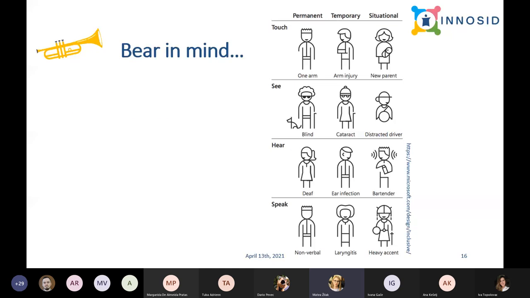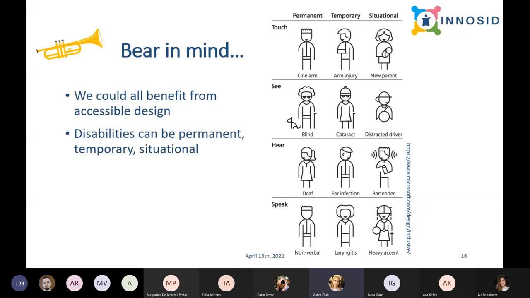But what you need to bear in mind is that we could all benefit from accessible design, because disabilities are not just permanent disabilities. They can also be temporary or situational. For example, older people with changing abilities due to aging, I already mentioned that, then people with temporary disabilities, for example, if someone has a broken arm or has lost his glasses, we can have an example of situational limitation.